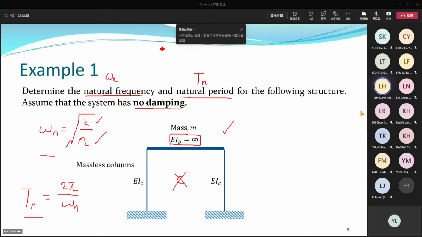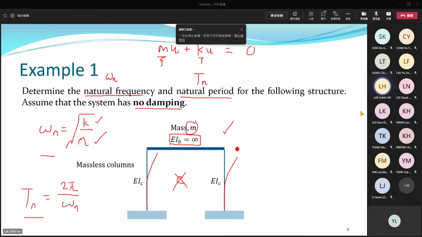If you put down the equation of motion, m u double dot plus k u, we have no damping, so I ignore the damping terms. Equal to 0, free vibration. Which means if you know mass and stiffness, then you can immediately obtain omega n and natural period Tn. Mass is mass, nothing to do, just a single number. Stiffness, you have to calculate yourself based on the column properties in this problem.